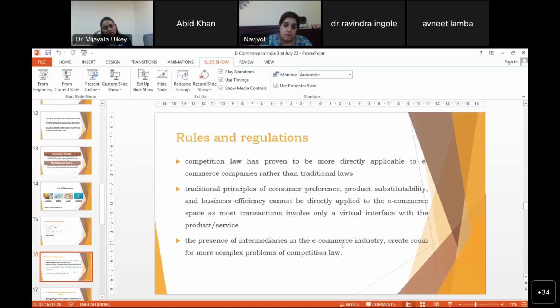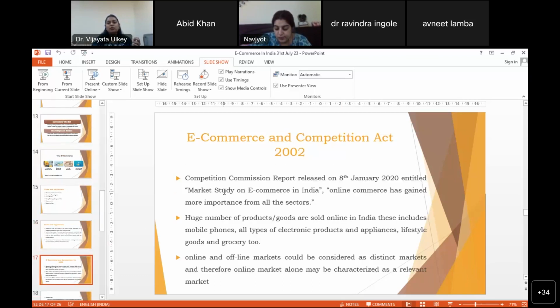shows us how their approaches are towards the e-commerce and towards the brick and mortars or the traditional markets. The competition law has proven to be more directly applicable to the e-commerce company rather than the traditional laws. Traditional principles of consumer preference, product suitability, business efficiency cannot be directly applied to the e-commerce space, as most transactions involve only virtual interface with the product service. The last point is the presence of intermediaries in the e-commerce industry creates room for more complex situations for the competition law. How?